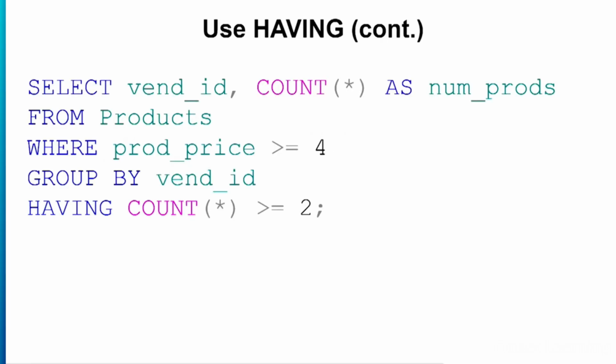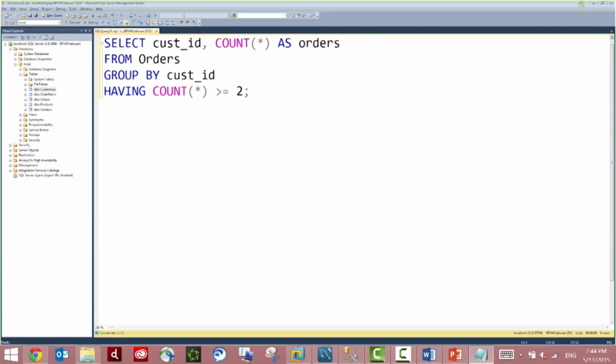Here's an example, similar to the one before. It's finding any vendors who make at least 2 products priced at $4 or more. The where excludes any products with price under $4, and then the summary, the aggregate, will count how many products there are that are priced more than that, and only those that have 2 or more will be included, which means if a vendor had 2 products, one priced at $3, one priced at $5, they would be excluded. Let's look at some examples.